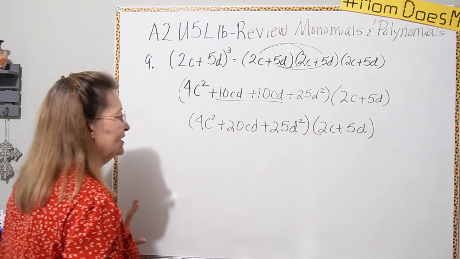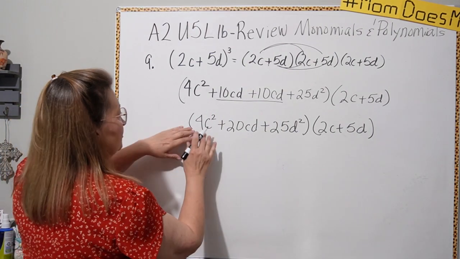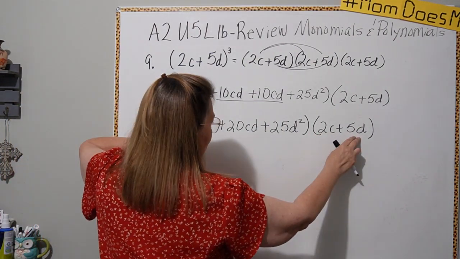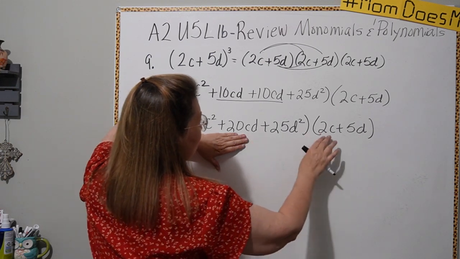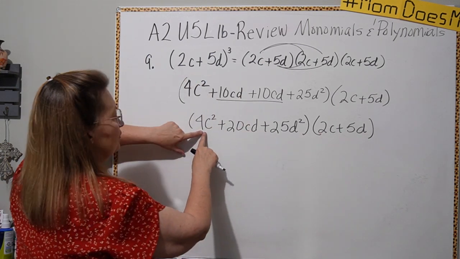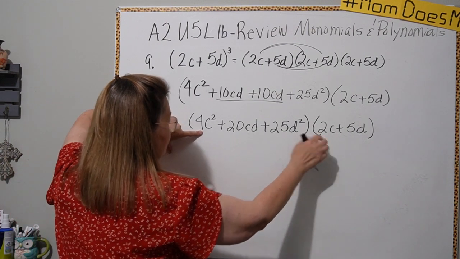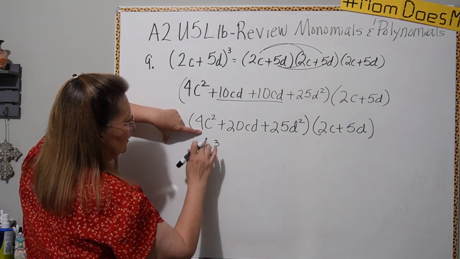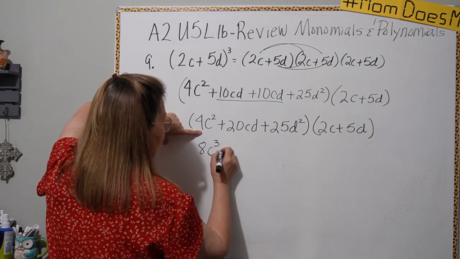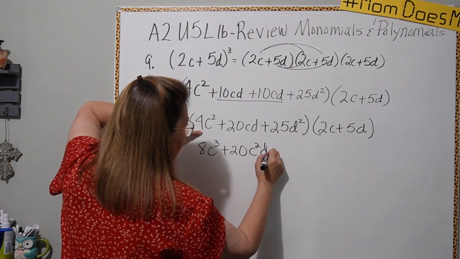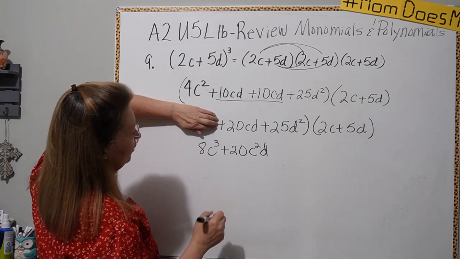All right, now I'm ready to distribute, and I can distribute this way or I can distribute that way. It's still going to be the same number of terms, whatever else. So I'm just going to go left to right. I'm going to multiply 4c squared times both of these, and 20cd times both, and 25d squared times both. So let's do 4c squared times 2c is going to be 8c to the third. 4c squared times 5d is going to be positive 20c squared d, and that takes care of the 4.